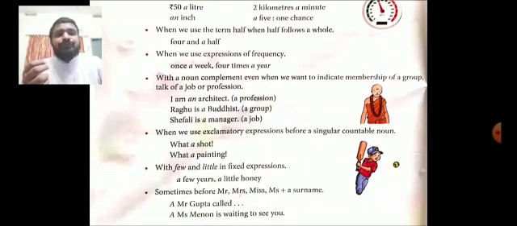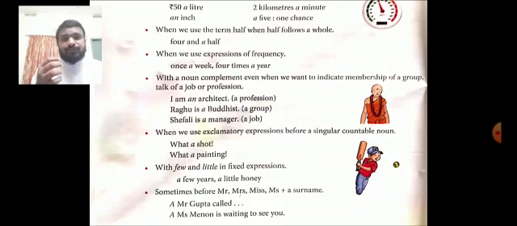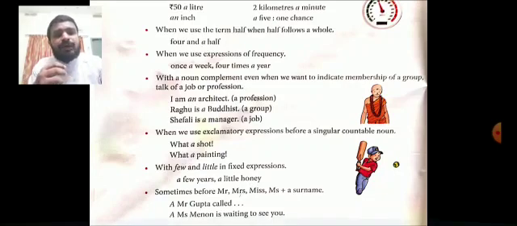Now, with a few or a little, we need to use them in some fixed expressions, in a few years or in a little honey, or sometimes with some surnames. For example, a Mr. Gupta called, a Mrs. Menon is waiting to see you. So there you need to use the articles a or an.